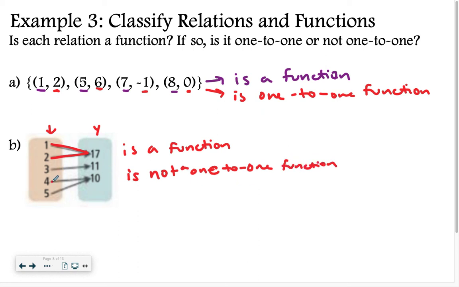Okay? Same with, I have a 4 going to 10 and a 5 going to 10. So that also tells me that this is not a one-to-one function.